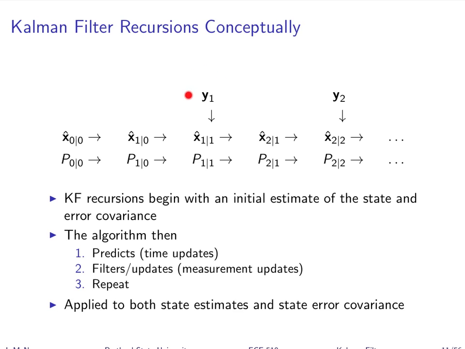And then we take into account the measurement that we actually got at time 1. And we update our predicted estimate and calculate what our filtered estimate is.